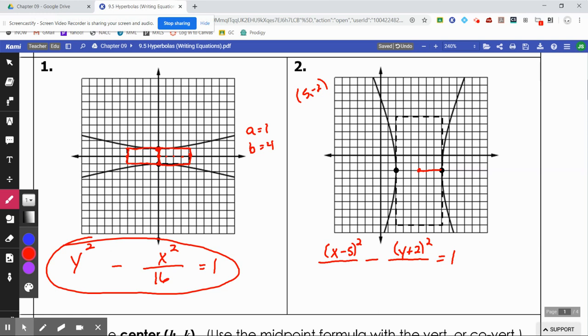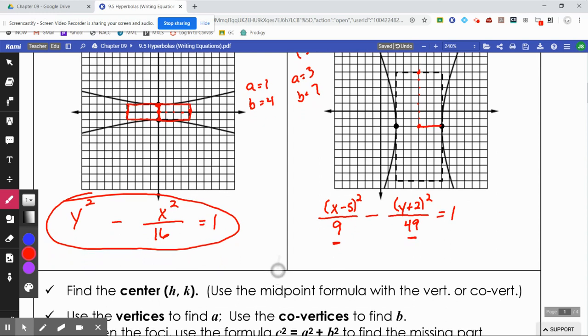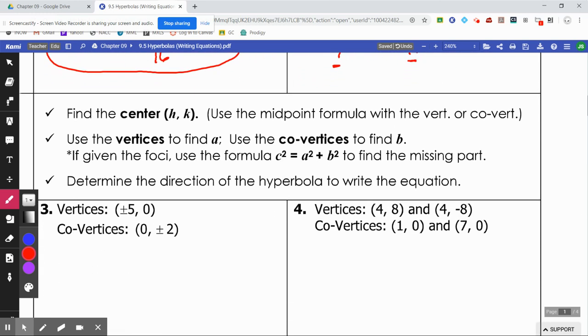So underneath my x's, I've got 3 squared, which is 9, because, again, my A value is 3. My B value is the distance from the center to this co-vertex up here, and that'd be 1, 2, 3, 4, 5, 6, 7. So therefore, under my y stuff, I'm going to put b squared, which is 49. And you do see there an example of, I told you that a, when we're dealing with hyperbolas, is not always the biggest value. In this case, our b was a bigger value. Actually, in both cases so far, b has been the bigger value.